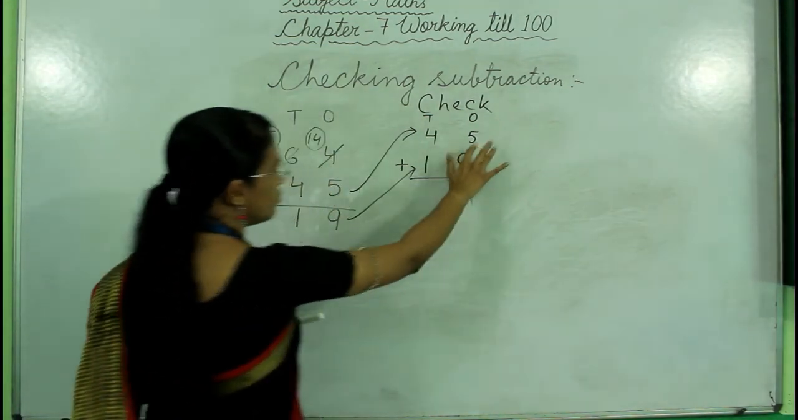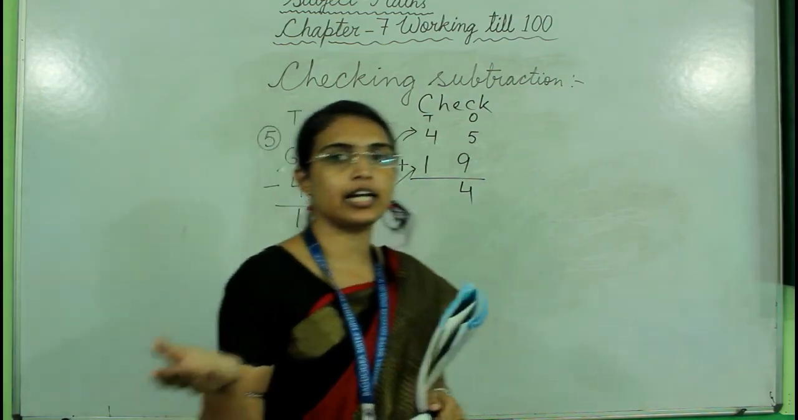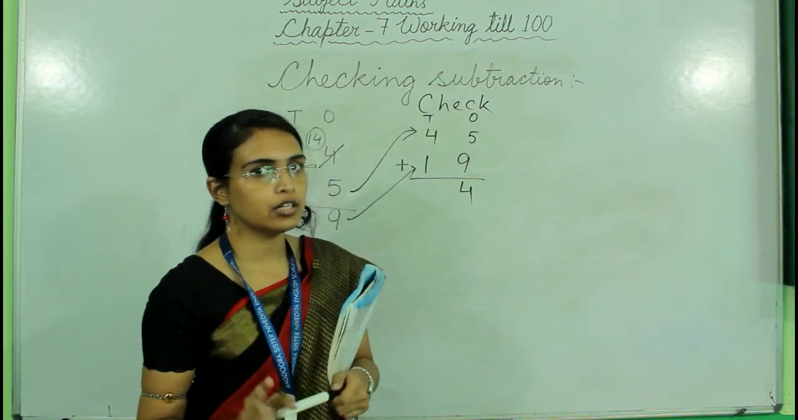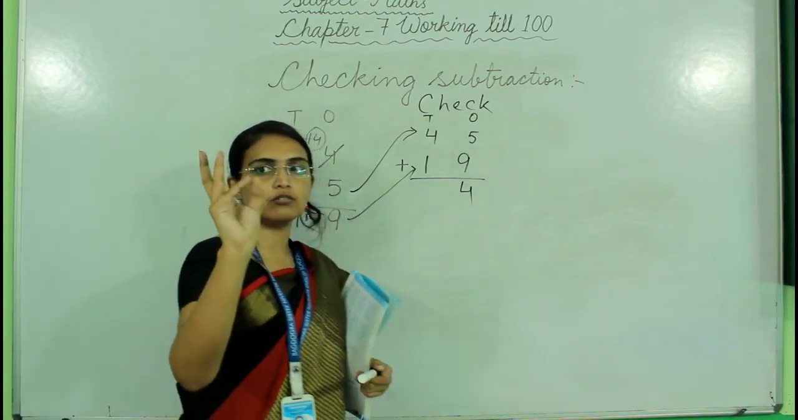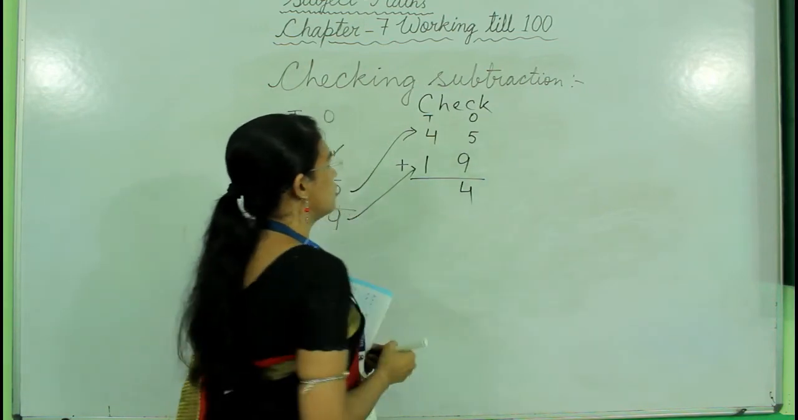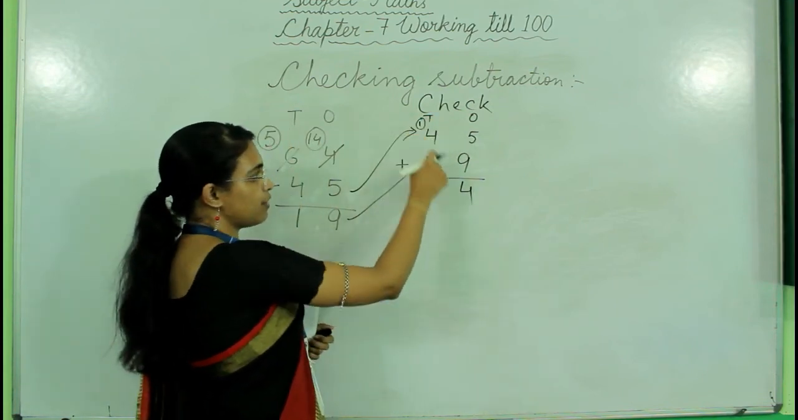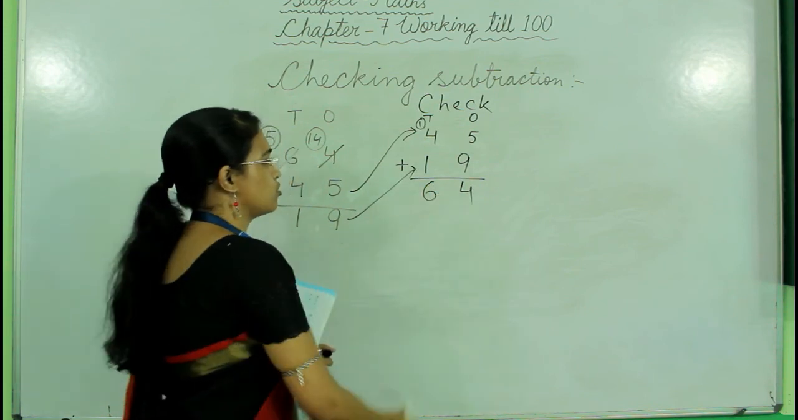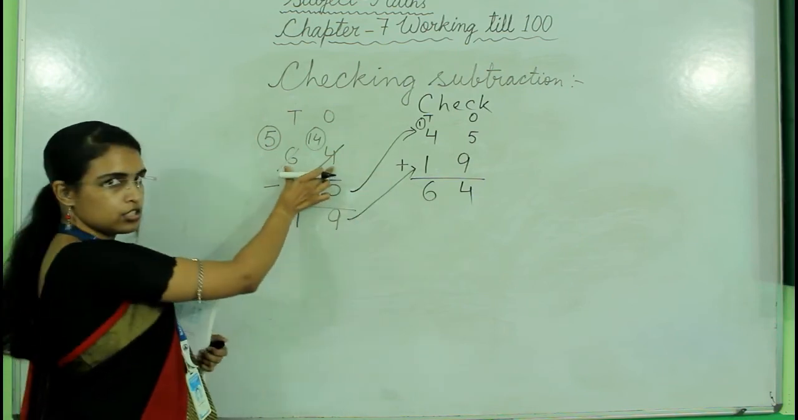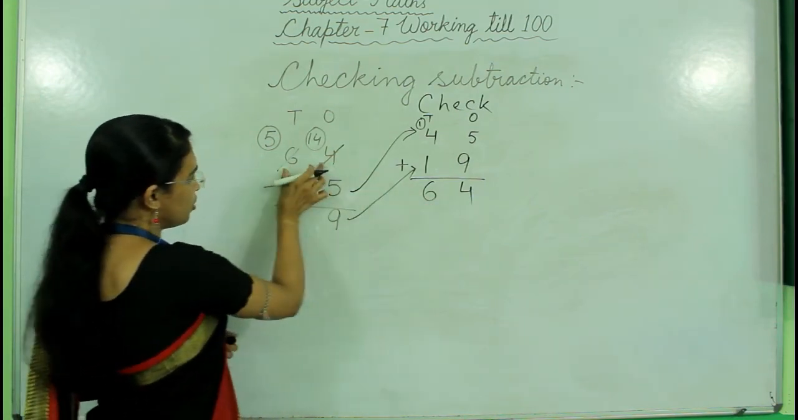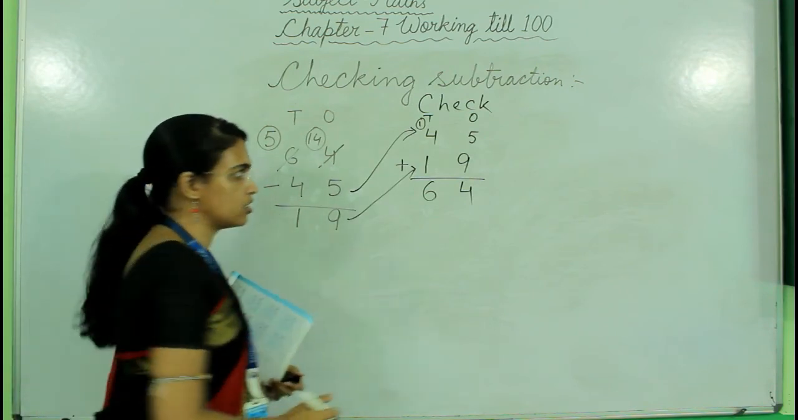Okay, so here we have 5 and here we have 9. After 9, we have to count up to 5, because we are doing addition. After 9: 10, 11, 12, 13, 14. So 4, and here we have carry 1. So 4 plus 1 is 5, 5 plus 1 is 6. So we got the answer here, 64. Here we have 64, right? So we have the answer, this one is correct.